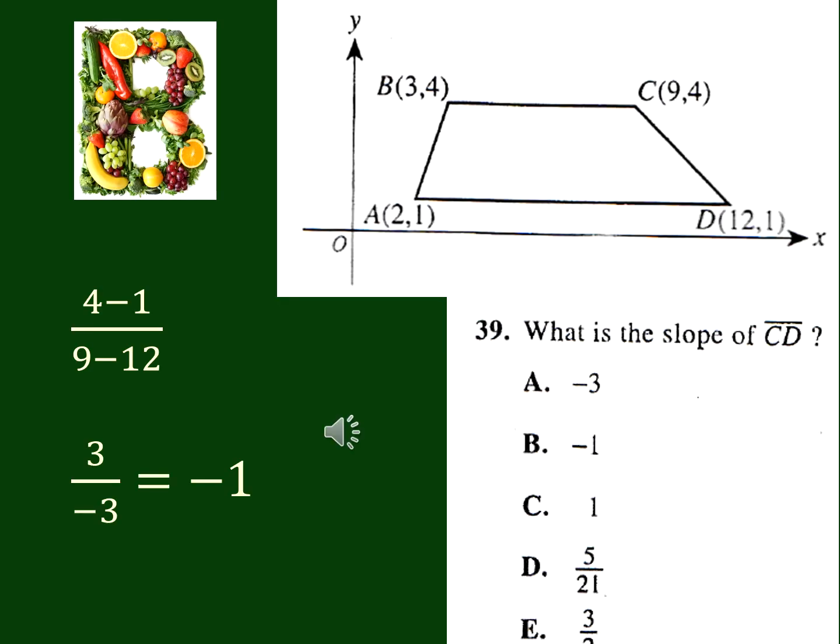So this really goes all the way back to Algebra 1. It's just subtract the y's, subtract the x's, and make a fraction out of that, rise over run. Nobody really cares that it's a trapezoid. What I care about is what are the numbers for C and D. I subtract the y's, 4 minus 1. I subtract the x's, 9 minus 12. Make the fraction. It turns out to be 3 over -3, which is -1, and that is choice B.